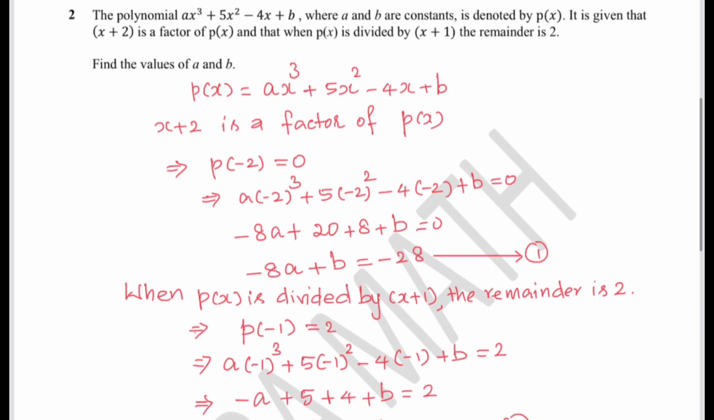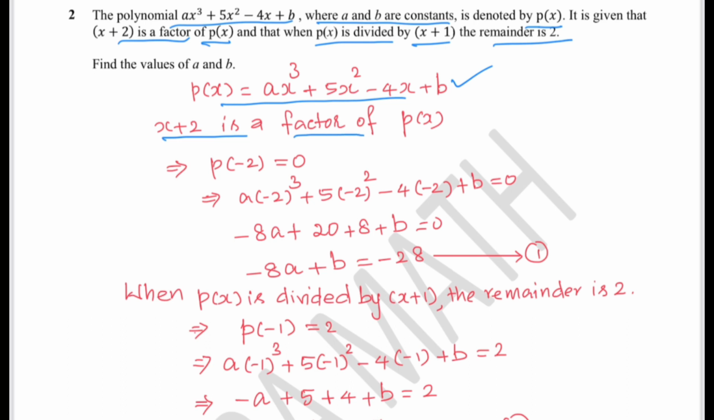Then second question: the polynomial ax cube plus 5x square minus 4x plus b, where a and b are constants, is denoted by p of x. It's given that x plus 2 is a factor of p of x, and that when p of x is divided by x plus 1, the remainder is 2. So we need to apply factor theorem and remainder theorem. So write down the polynomial: p of x is ax cube plus 5x square minus 4x plus b. Given x plus 2 is a factor of p of x, therefore p of minus 2 equal to 0.